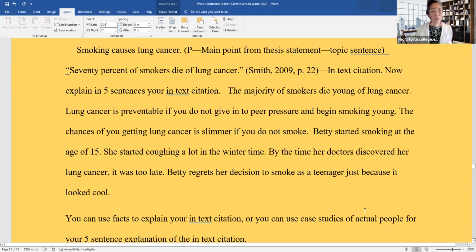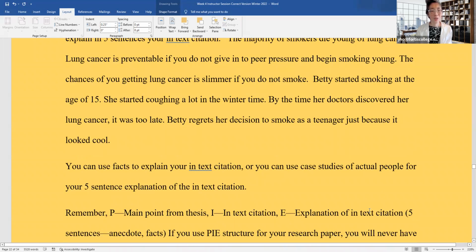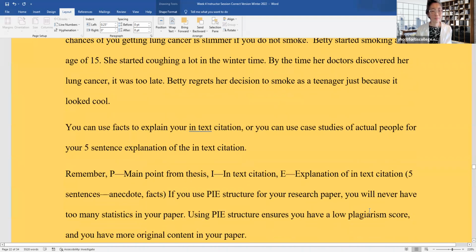Now explain your in-text citation in 5 sentences. The majority of the smokers die young of lung cancer. Lung cancer is preventable if you do not give in to peer pressure and begin smoking young. The chances of you getting lung cancer are slimmer if you do not smoke. Betty started smoking at the age of 15. She started coughing a lot in the wintertime. By the time her doctors discovered her lung cancer, it was too late. Betty regrets her decision to smoke as a teenager just because it looked cool.